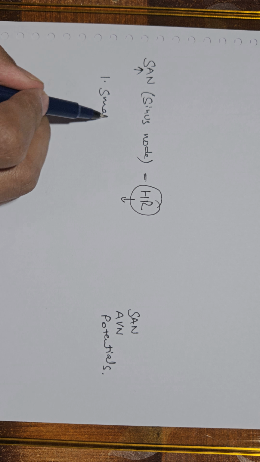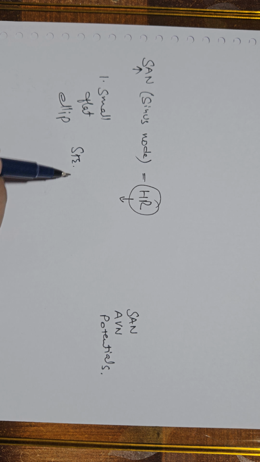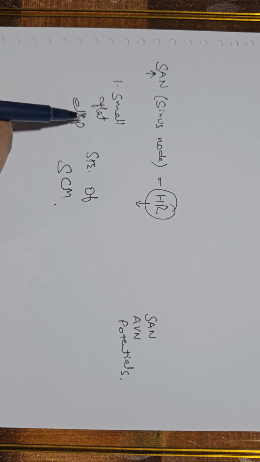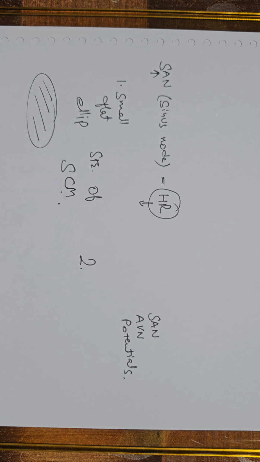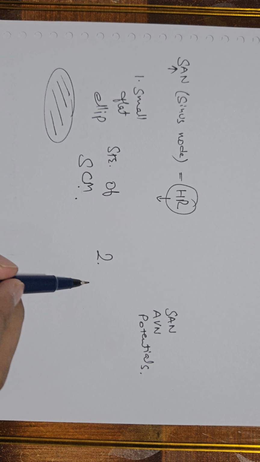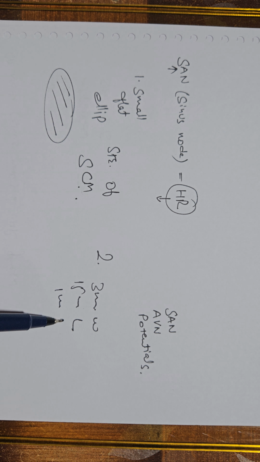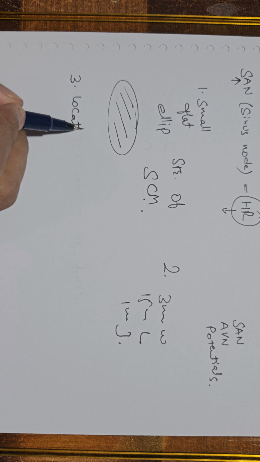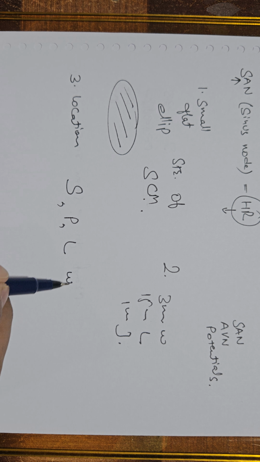It is a small, flat, ellipsoidal strip of specialized cardiac muscle. So the sinoatrial node is a small, flat, ellipsoidal strip of specialized cardiac muscle, and this right here is the shape of an ellipsoid. Second point, what are the dimensions of the sinoatrial node? It is 3 millimeter wide, 15 millimeter long, and 1 millimeter thick. Now the third point, what is the location of this sinoatrial node? It is located in the superior, posterior, and lateral wall of the right atrium.